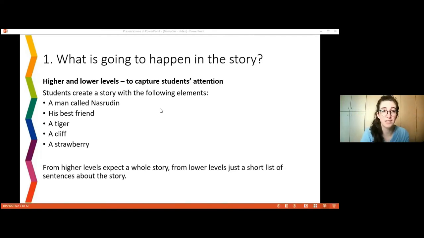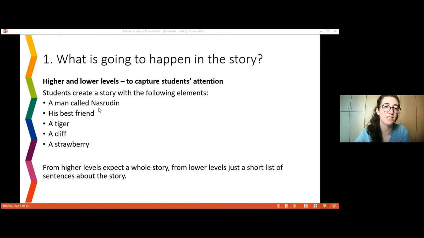You ask your students to create a story with these elements, and this activity is doable both with higher and lower levels to capture students' attention. Why is it doable with both higher and lower levels? Because of what you can expect from your students. So if from higher level students, you can expect a whole story, maybe with lower level students, you can just expect a couple of sentences or maybe some mimes and gestures to show you what they think is going to happen.